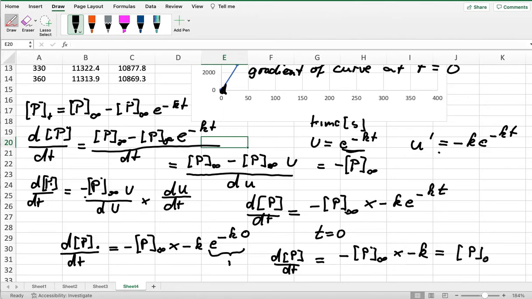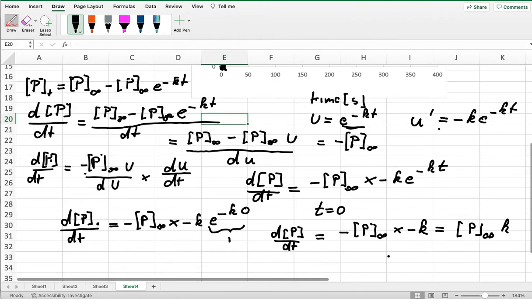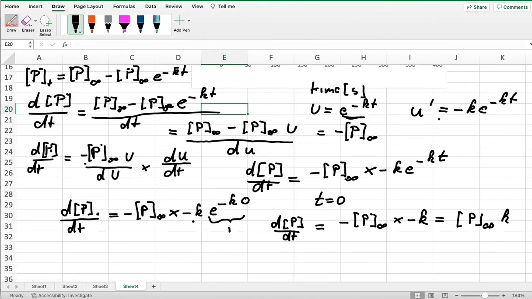p0, or p at the time when we wait very long, times k, because the negative signs eliminate each other, cancel each other out. So the gradient that we are looking at, the production per time unit, is just simply our final amount of the GFP times the rate constant.